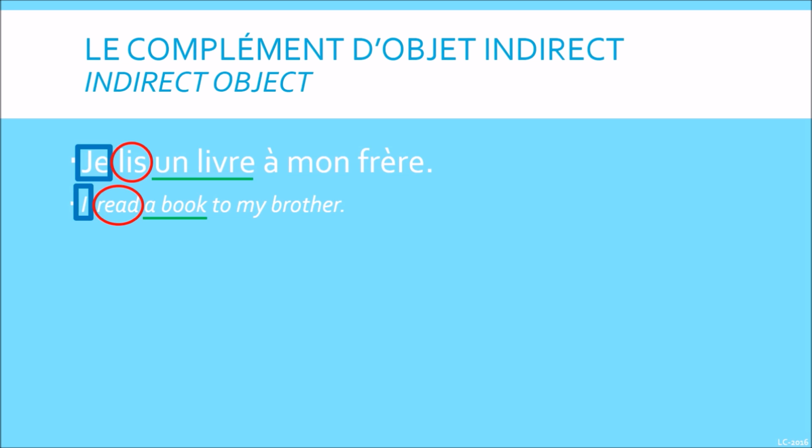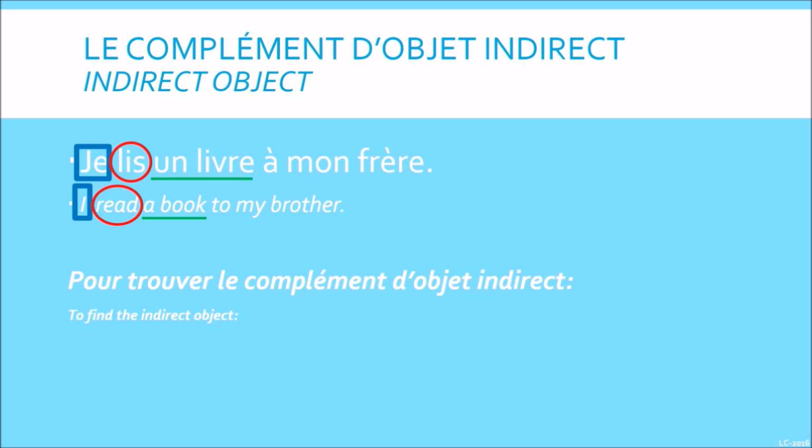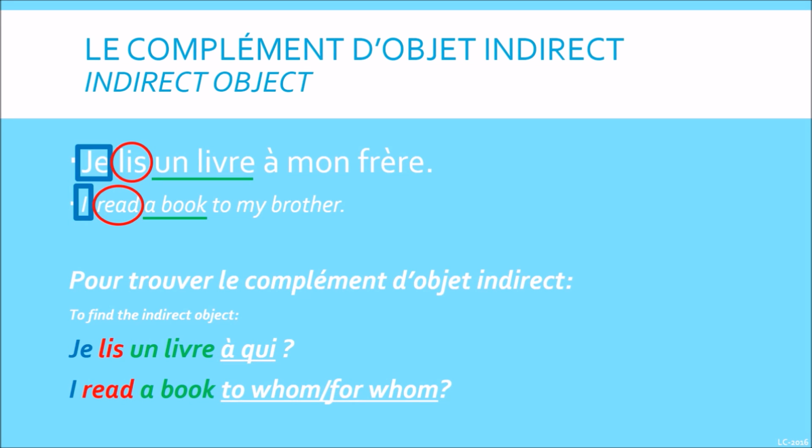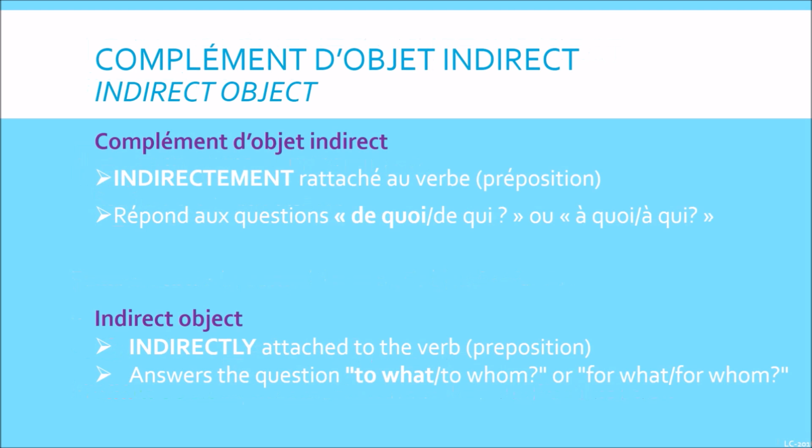Now let's go back to the full sentence. Je lis un livre à mon frère. To find the indirect object, you need to ask subject, verb, direct object, and to whom or for whom. In this case, I read a book to whom. Je lis un livre à qui? À mon frère. À mon frère is therefore your indirect object. So the indirect object is indirectly attached to the verb with a preposition and answers the question to what, to whom, or for what, for whom.